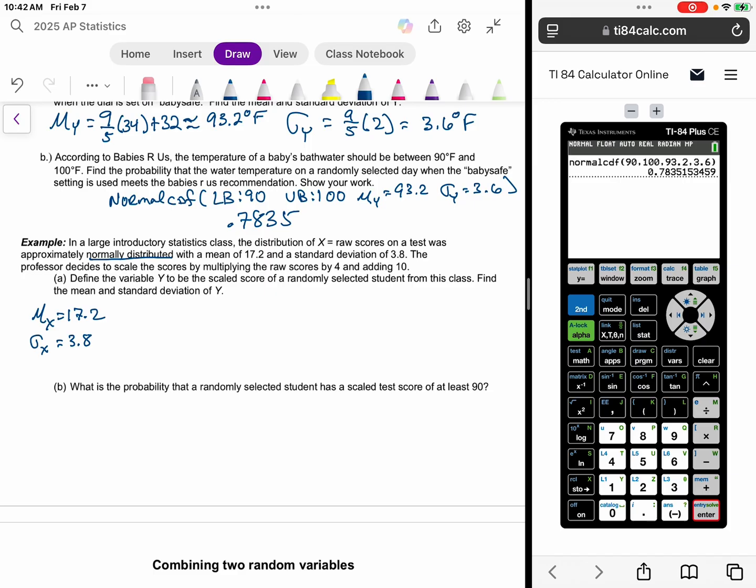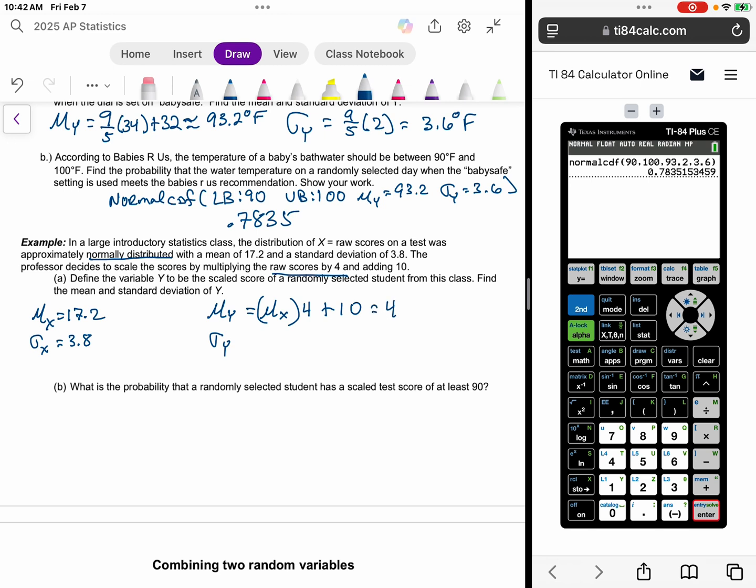The professor decides to scale the scores by multiplying the raw score by 4 and then adding 10. We're going to let Y, the variable Y, be the scaled score for a randomly selected student. So what's the new mean? They're asking us to figure out what is the new mean of the scaled scores, and what's the standard deviation for the new scaled scores? So what's mu sub y and sigma sub y? All right, well, mu sub y would be equal to mu sub x times 4, because they said we multiply by 4, and then add 10 to it.